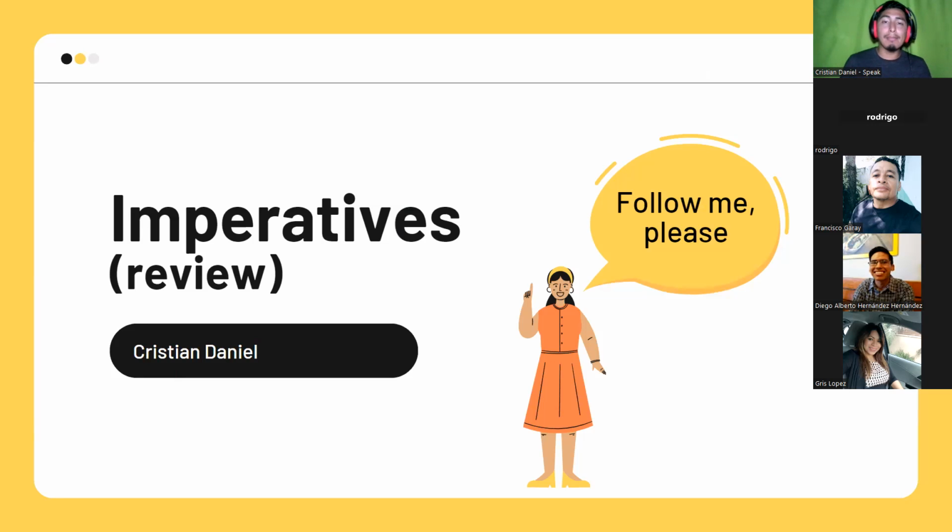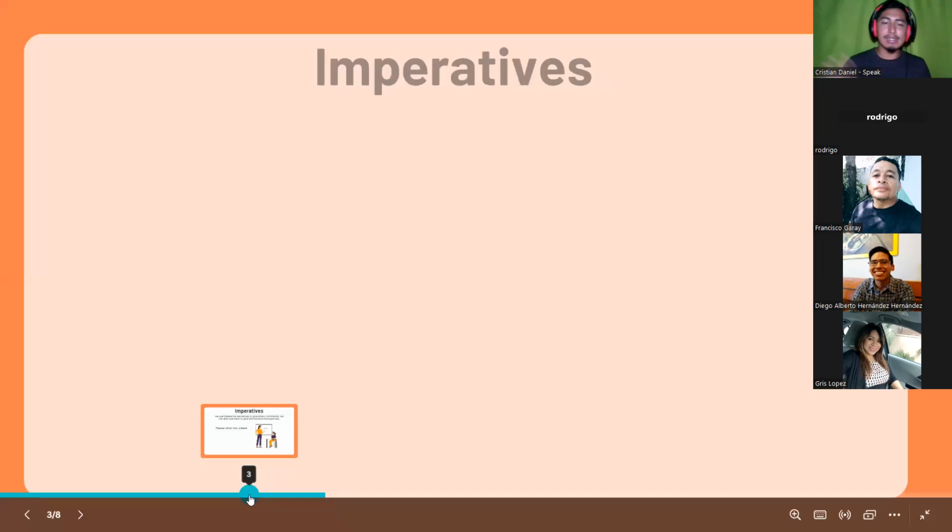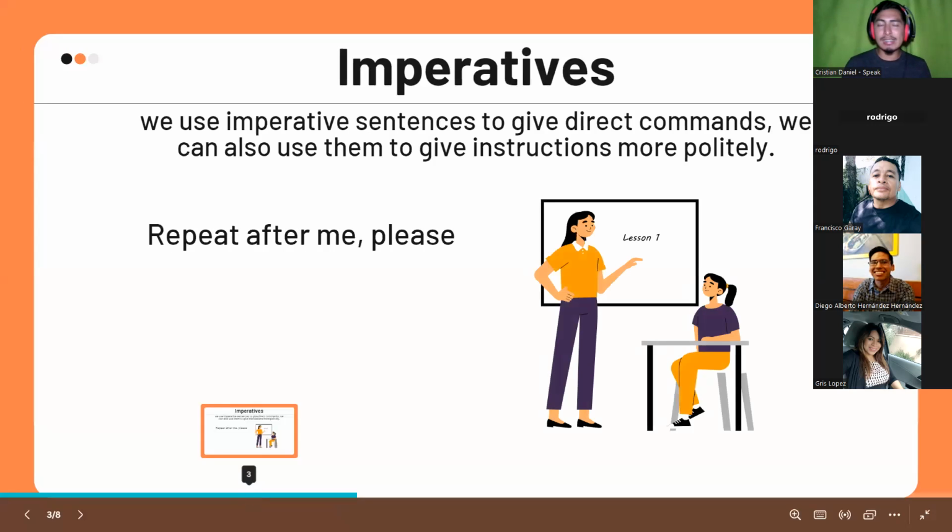Commands, everybody, for example: stand up, sit down, turn around, hands up, hands down, close your eyes. So we learn different kinds of commands. Then we have the imperatives. As I said before, imperatives are similar to, or are a kind of, commands too, okay? But in this opportunity, we will learn together about this. Let's pay attention to our first slide.